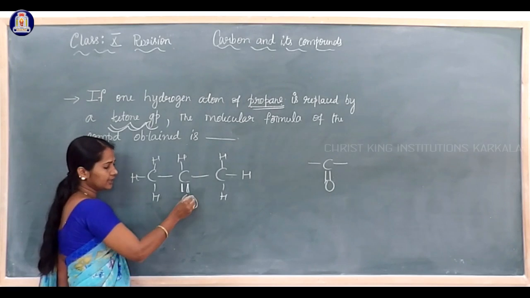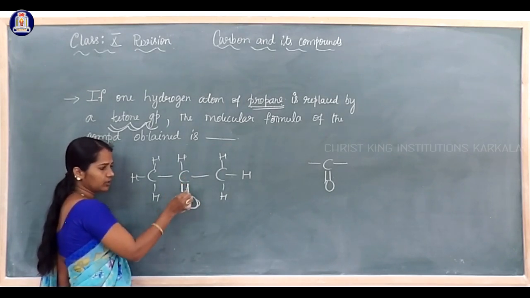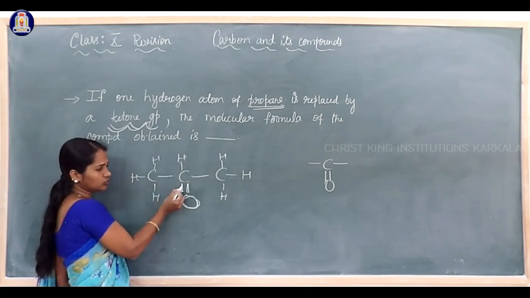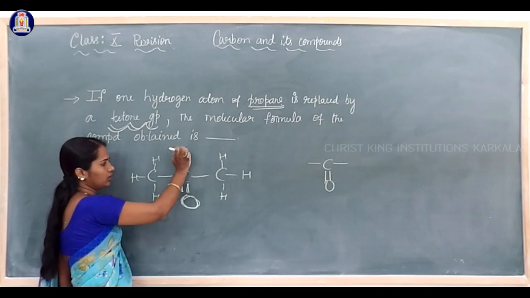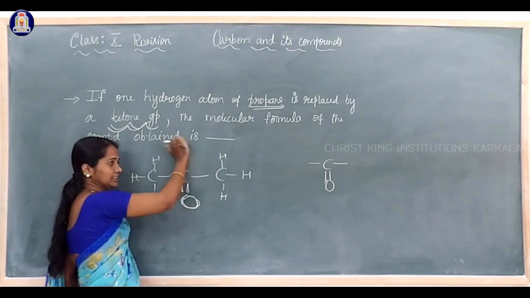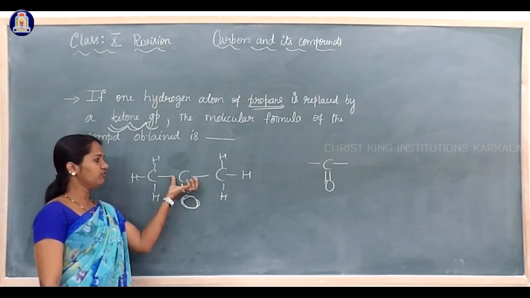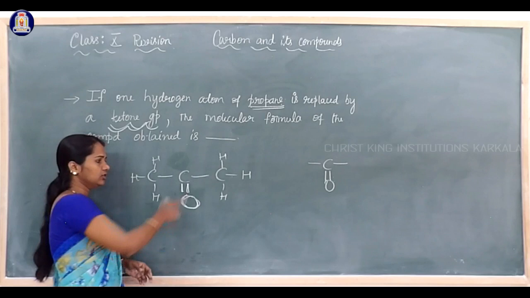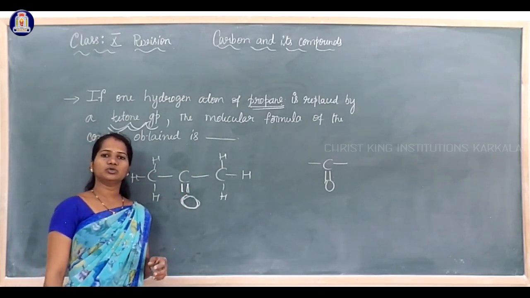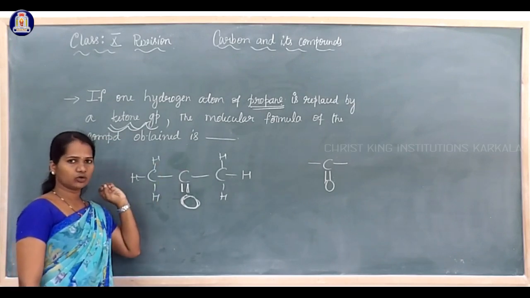When you write carbon with a double bond O, you have to count the number of bonds: 1, 2, 3, 4. There should be 4 bonds around the carbon. Now 4 bonds are already present here. To satisfy the valency of carbon, this hydrogen also you have to remove.